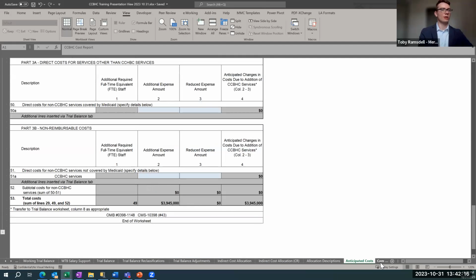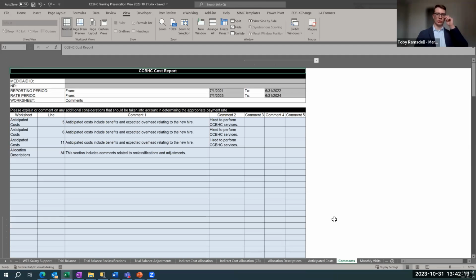All right, so let's move on to the comment schedule. This schedule you can just use to write any additional comments, any additional allocations or assumptions that you made in preparing the cost report. You should document on this schedule. So in this case, I've included anticipated direct cost. So if I have new hires, I'll have anticipated costs hired to perform CCBHC services, that is a comment that relates to the hiring of these anticipated costs. Again, the schedule kind of just helps tie all the cost report together.